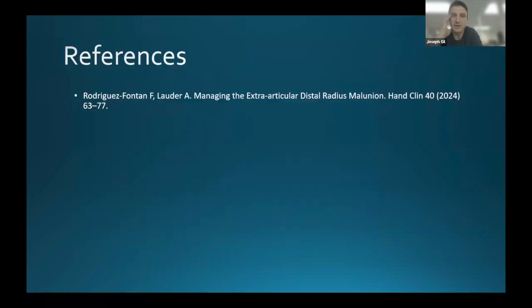So this is the main study I referenced for this discussion. Dr. Lauder from the University of Colorado, I did discuss that center of rotation and angulation with him and how he used it in his practice, so he was very helpful in putting together this talk. Thank you.